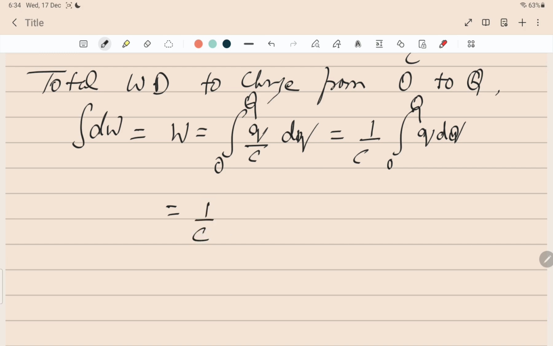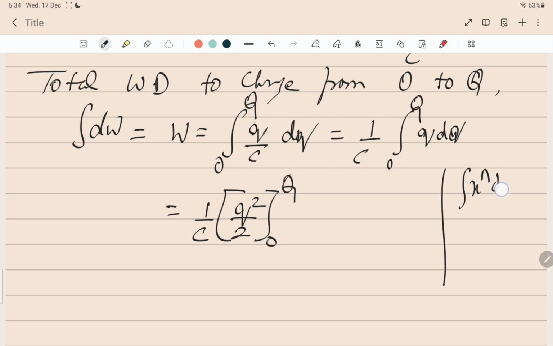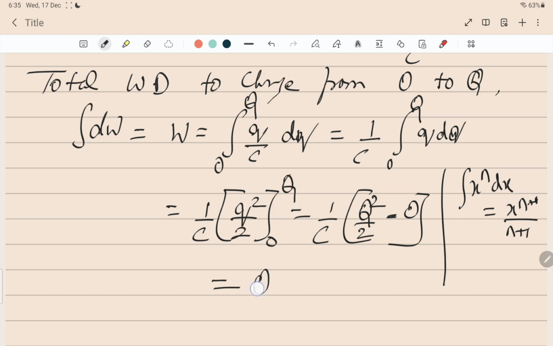You take 1 by C outside, q का integral is q square by 2 with the limits 0 to capital Q. How did we get this? Integral of x power n dx is equal to x power n plus 1 by n plus 1. So using that you get this. After that, upper limit and lower limit to be substituted. Upper limit: small q square becomes capital Q square by 2, minus lower limit which is 0. So finally you get Q square by 2C.